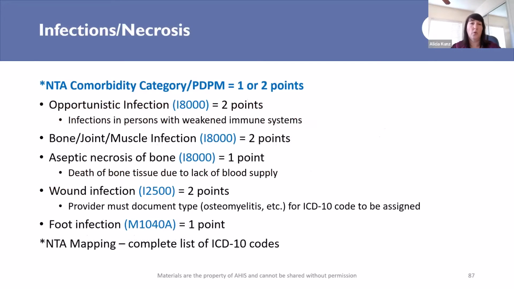For infections or necrosis, we have some that will get you more NTA points. So if somebody has an opportunistic infection, that can garner you an extra 2 points. Bone, joint, or muscle infection will also garner you an extra 2 points. Aseptic necrosis of bones, 1 point, and so on and so forth. You can see here, there's a few.